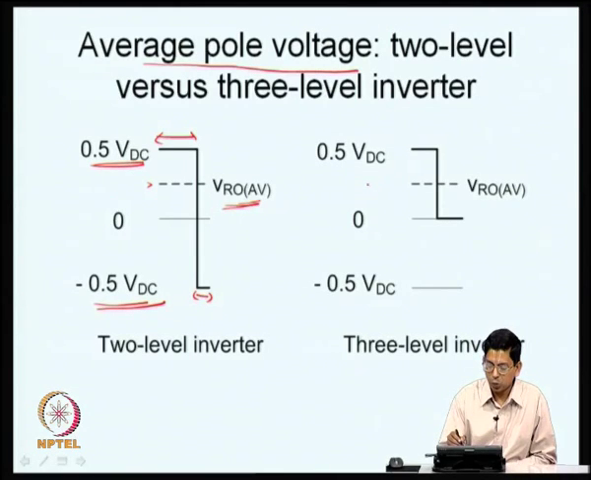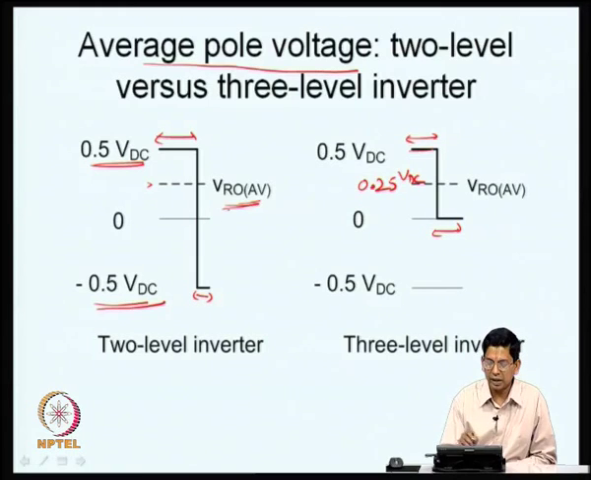Now, let us say you want the same 0.25 VDC as an average applied here in a 3 level inverter. What you can do is connect the pole to the top throw, that is plus 0.5 VDC, for a certain amount of time and to 0 for the remaining amount of time. So, this is for 50% of the time, and the other 50% of the time for the rest.